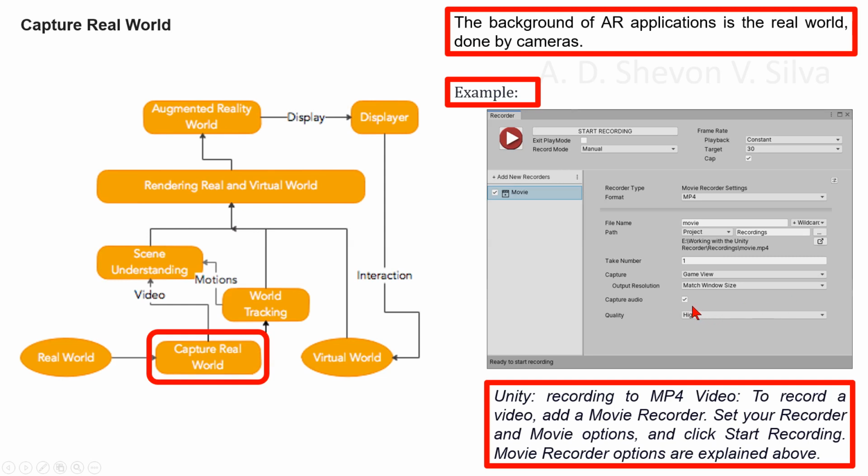Audio capture is optional and enabled by default. Movie quality is set to high by default and can also be low or medium.